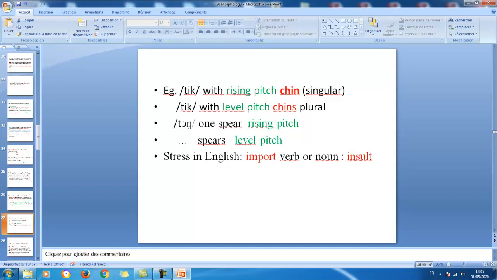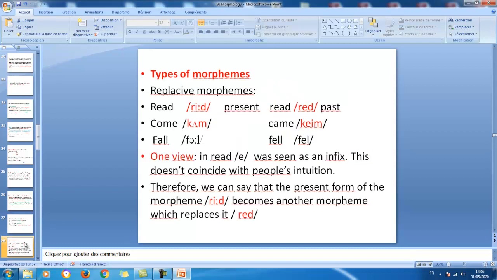Stress in English follows the same pattern. Look at this word. If it is a verb, we pronounce it as to import. In this way, we stress the second syllable. But as a noun, we say an import. So we are stressing the first syllable. So the grammatical category of this word, whether it is a verb or a noun, varies according to where we put the stress. If you put it on the first syllable, this is a noun. If you put it on the second, it is a verb. Same thing here. If you say an insult, I am stressing the first syllable. It is a noun. But if I say to insult, it's a verb, so I'm stressing the second syllable. So once again, stress in English is phonemic. It is contrastive. It makes the difference in meaning between words.